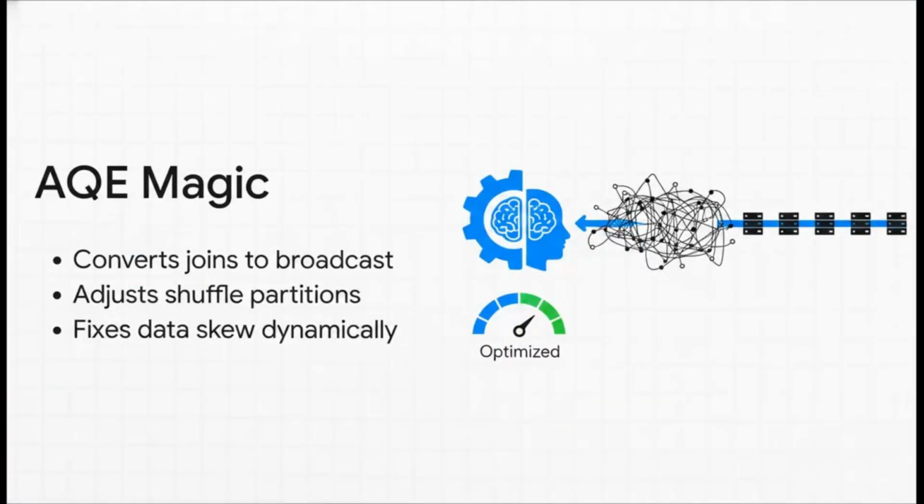Enter AQE, or Adaptive Query Execution. This is enabled by default in modern Databricks runtimes, and it basically watches your stages as they run. Mid-flight, it'll dynamically convert joins to broadcast if it notices one side is small. It also adjusts shuffle partitions on the fly and fixes data skew. Honestly, AQE can give you 80% of your performance gains without you writing a single extra line of code, as long as your underlying data layout is solid.